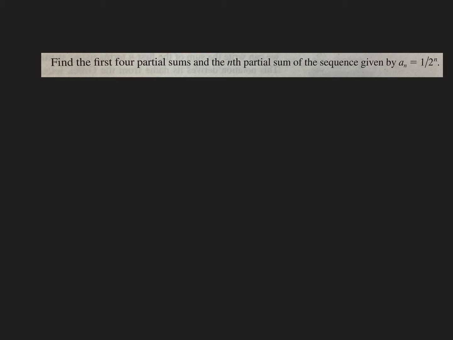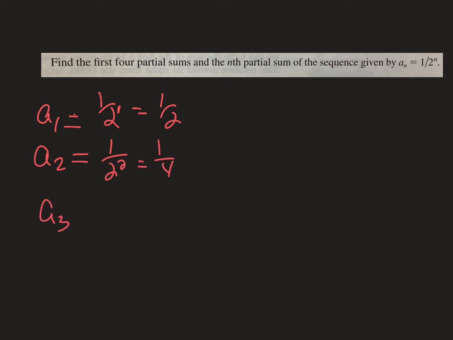So you've got to find the terms first. I need to find the first term. Just plug in 1 over 2 to the first power, which is 1/2. The second term is 1 over 2 squared, which is 1/4. The third term, 1 over 2 cubed, which is 1/8. And the fourth term, 1 over 2 to the fourth, which is 1/16.